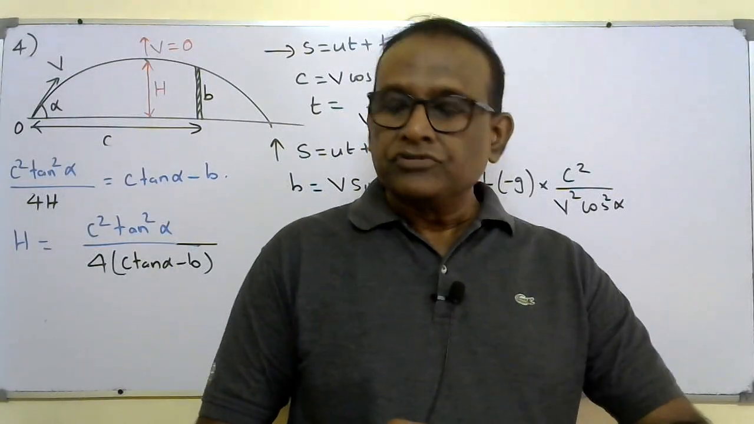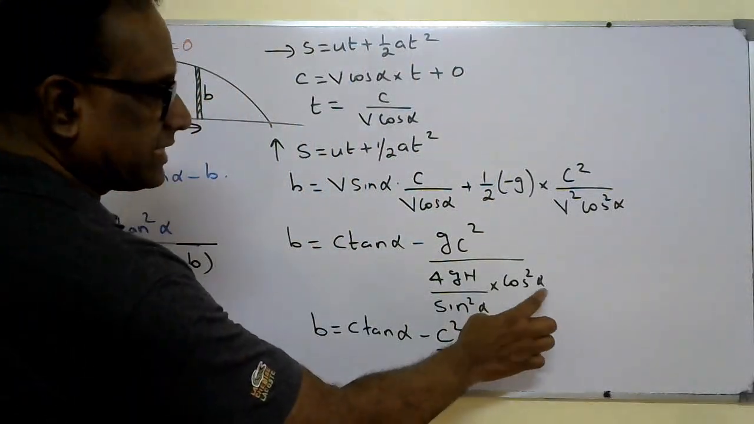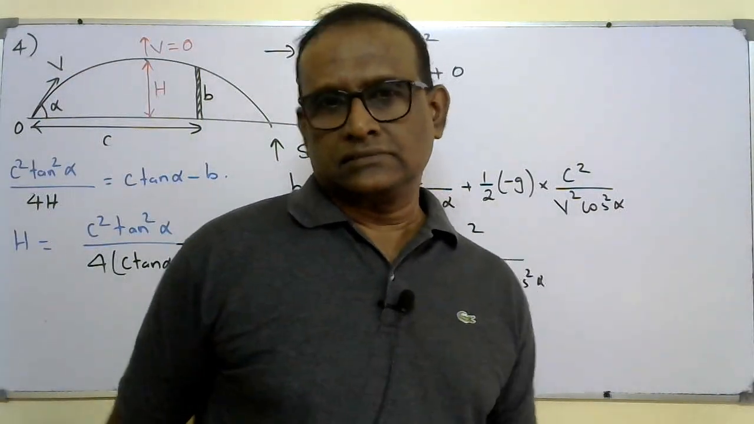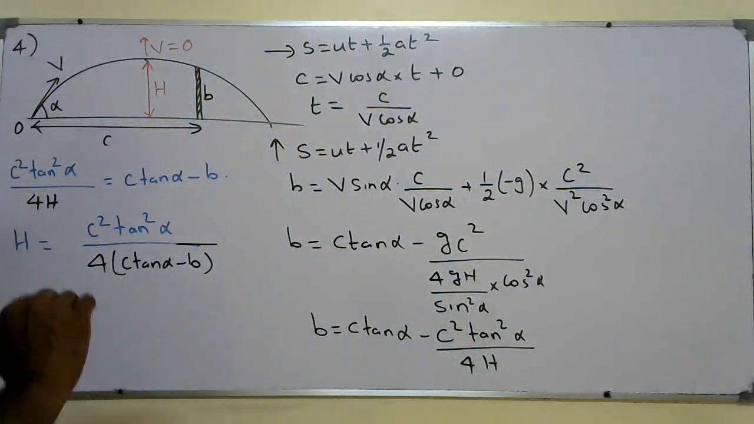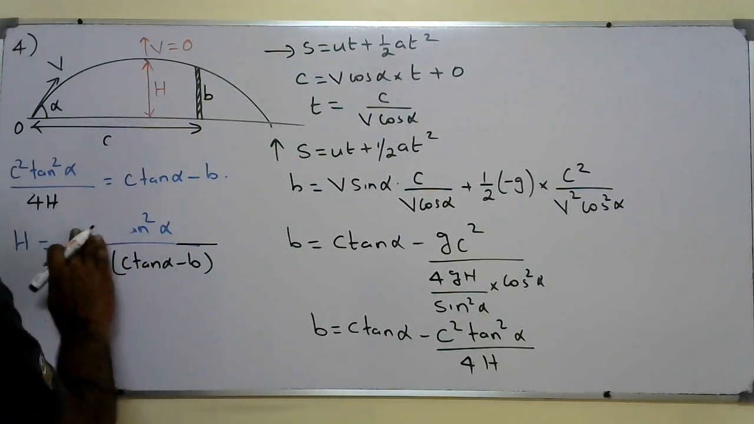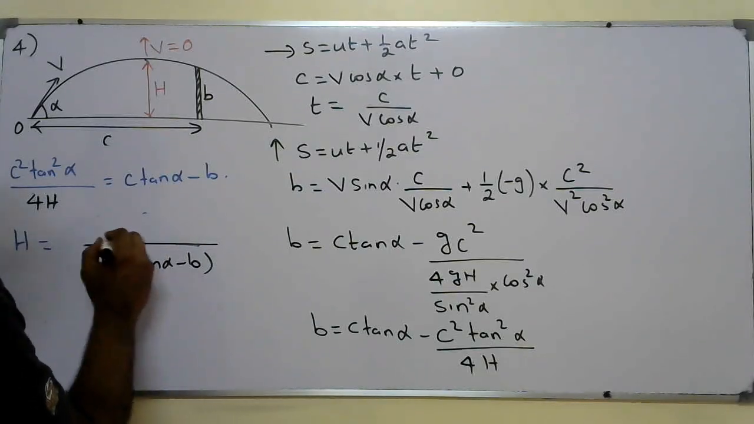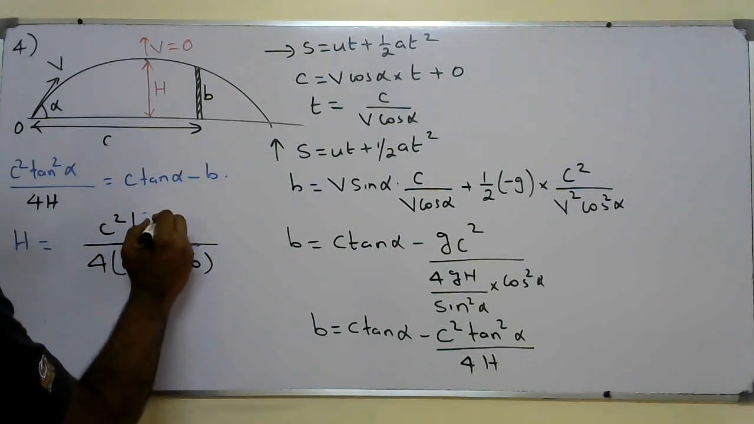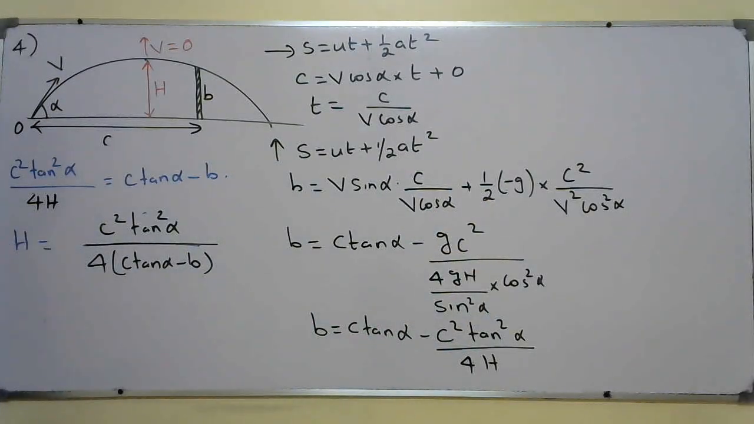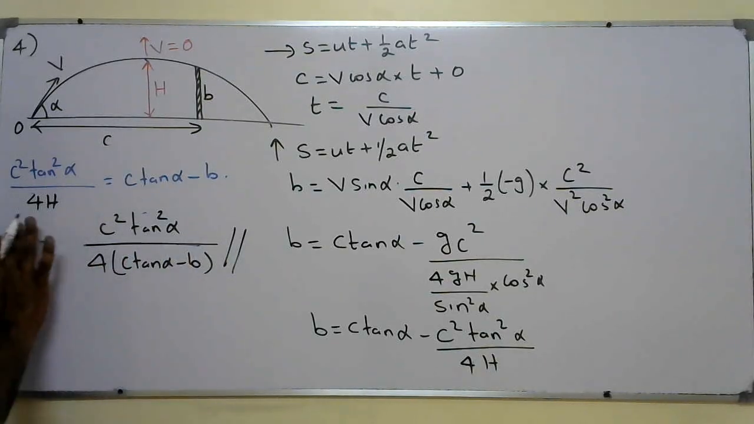But if you have taken this one as sec squared alpha, there also you will get it right, but you have to work a little more. So that's why you have to check the answer frequently. So this is c squared tan squared alpha. That half I missed early, yeah. That's the answer. So we got the final answer, that is h.